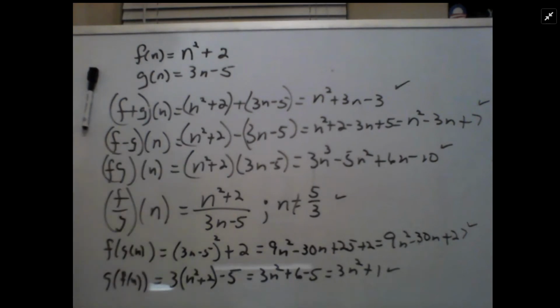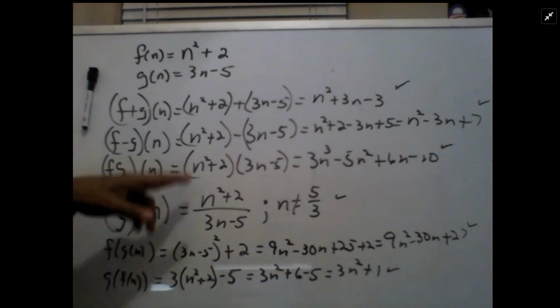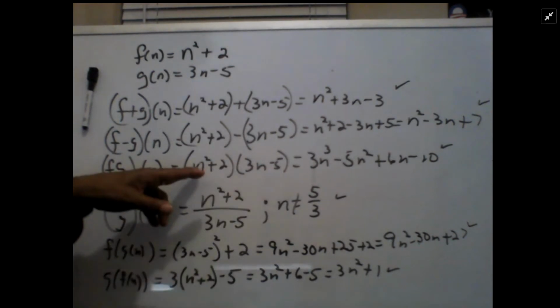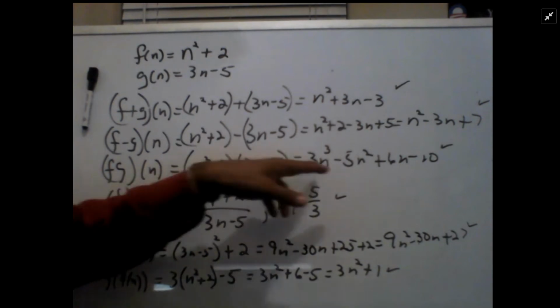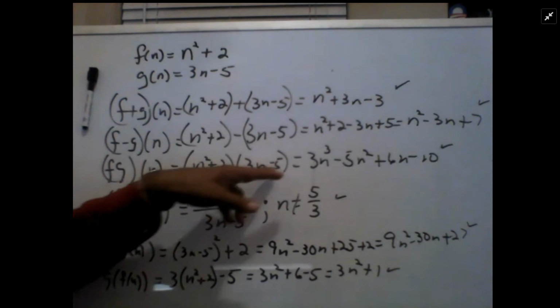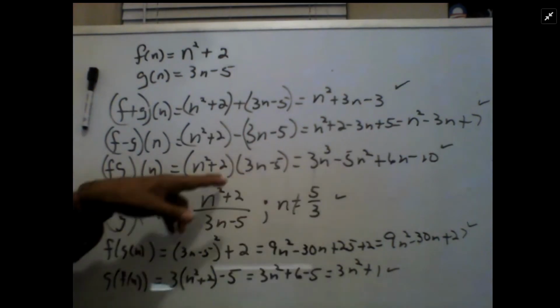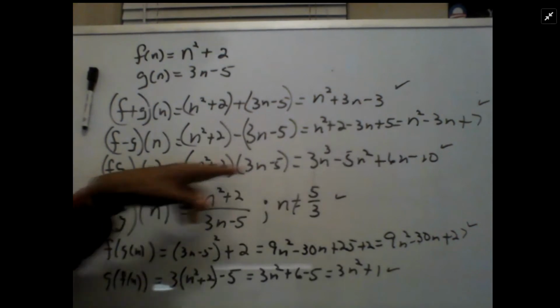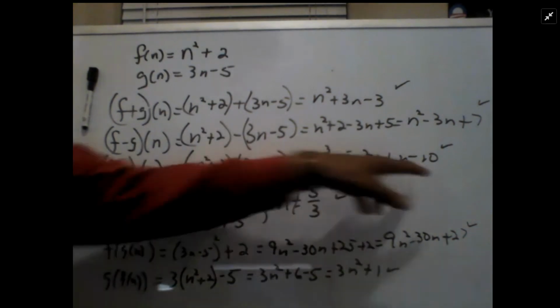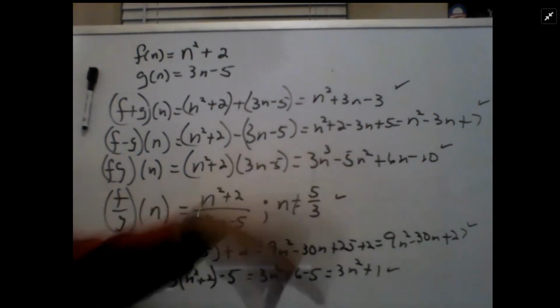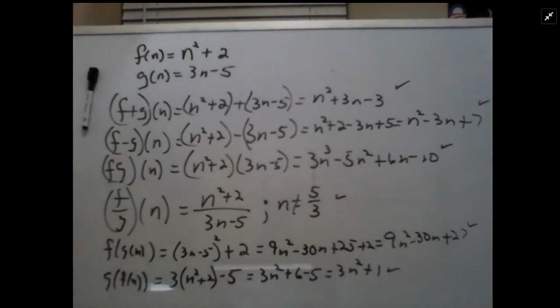Multiply is usually the good old FOIL method. F first, outer, inner, last. So n squared plus 2 times 3n minus 5 would become n squared times 3n, which would be 3n to the third. Outside, n squared times negative 5, negative 5n squared. Inside, 2 times 3n, 6n. And last, 2 times negative 5, and positive times negative is negative 10, for a final answer of 3n to the third minus 5n squared plus 6n minus 10.